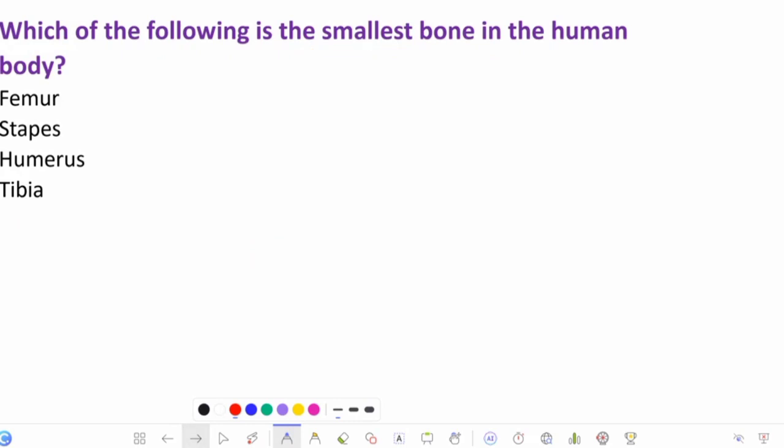Which of the following is the smallest bone in the human body? Number 1, femur. Stapes is the correct bone. Humerus and tibia, all other options are incorrect. The correct option is stapes. It is present in the middle of the ear.